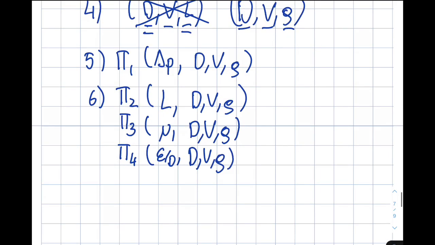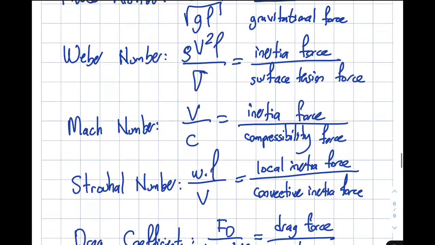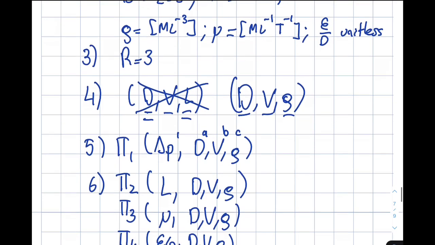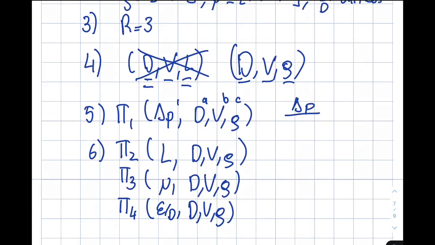The first pi term you can do this way: you can say this to the power of 1, to the power of a, to the power of b, to the power of c, and you can calculate a, b, c. We have established this procedure. However, in another video, I discussed commonly used fluid parameters, and these are all non-dimensional numbers. If you go up here, look at this Euler's number. It has delta p, density and velocity, so it fits my case perfectly. When I was discussing the Euler's number, I mentioned that this is good for flow in a pipe, and this is a good example for that. So I will go down here and simply write delta p divided by rho v squared. So this will be a non-dimensional number.